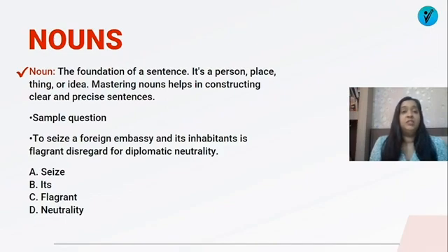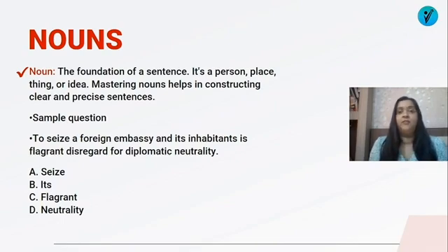एंड जो सी यू ई टी के लिए ये इम्पोर्टेंट है, कभी कभी एक सेंटेंस दिया जाता है, उसमें से एक चार वर्ड्स को दिया जाता है जिसमें से यू हैव टू पिक विच एग्जैक्टली इज अ नाउन. So, for example, I have a sample question for you over here, which reads: To seize a foreign embassy and its inhabitants is flagrant disregard for diplomatic neutrality.